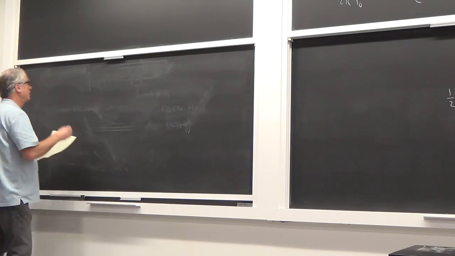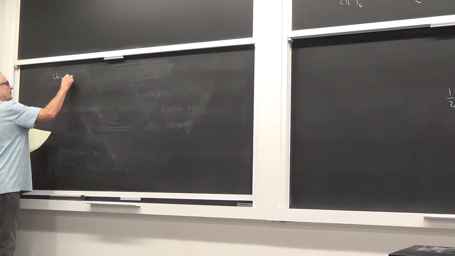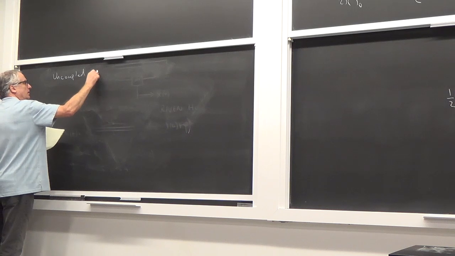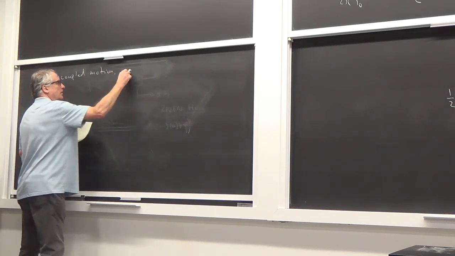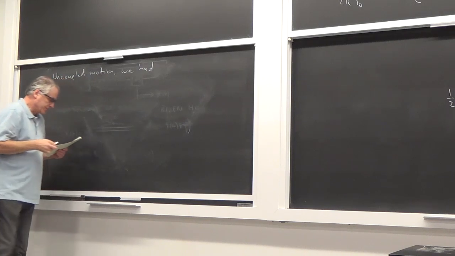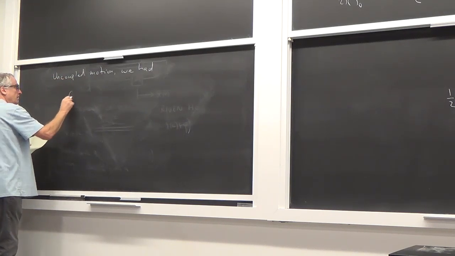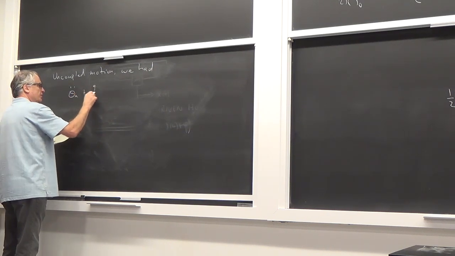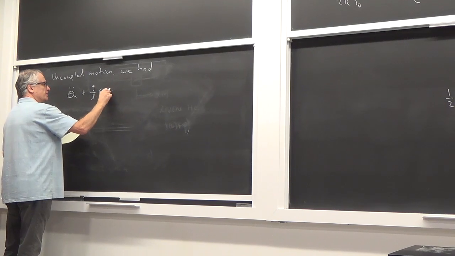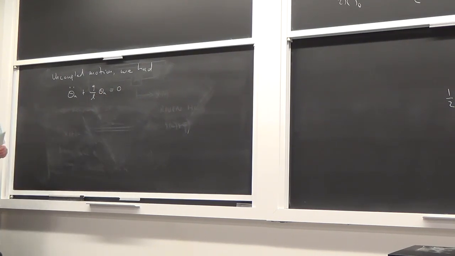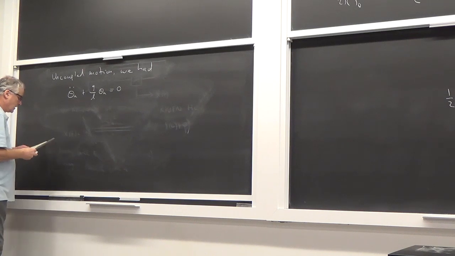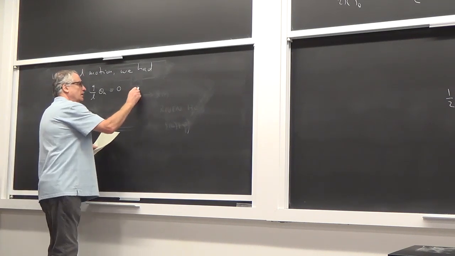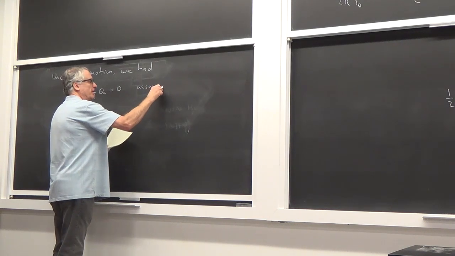So remember, for uncoupled motion, we solved that problem. We had theta sub A double dot plus g over L times theta sub A equal to 0. That was our differential equation. And the natural frequency was the square root of g over L, assuming no damping.